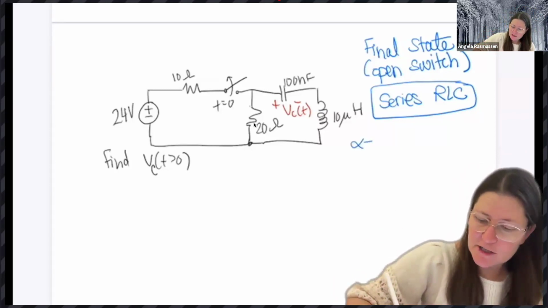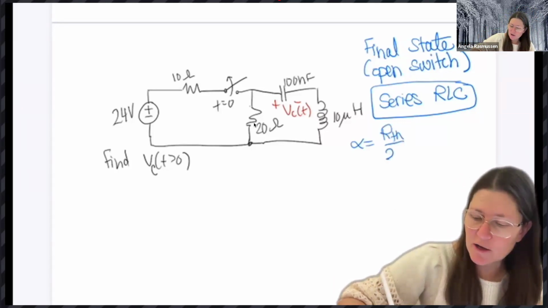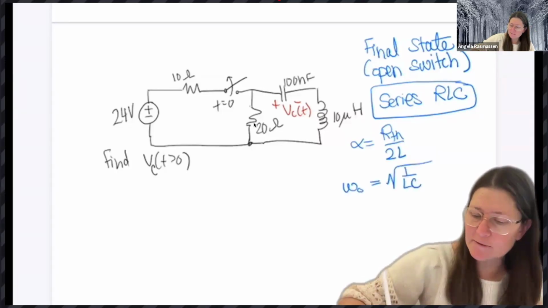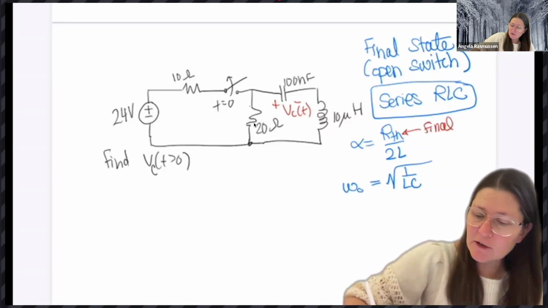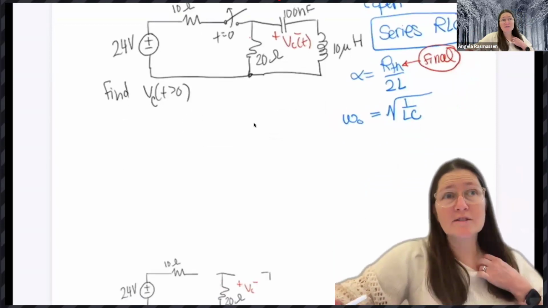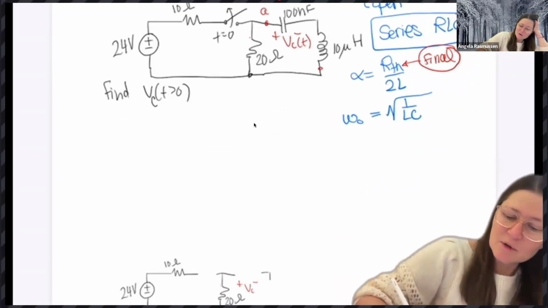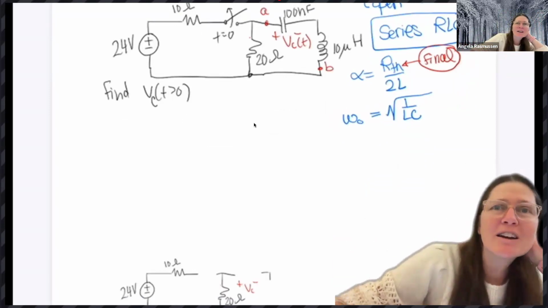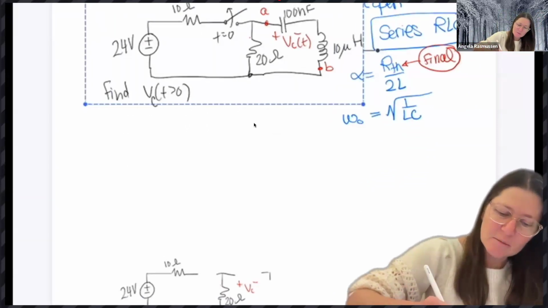So alpha for series is RTH over 2L, and omega naught is square root of 1 over LC. So to determine this RTH, again, you're going to use the final state. With these in series it makes it easier because you can put the A and the B. You can move these so that they're right next to each other. And then there's your A and B. Let me redraw it. I have a confused look on people's faces. So copy.